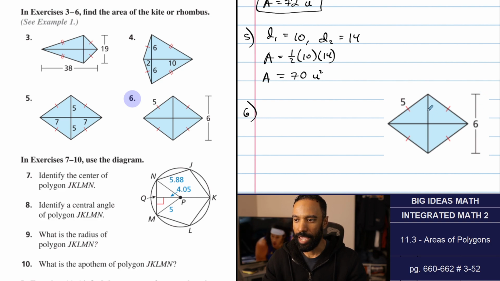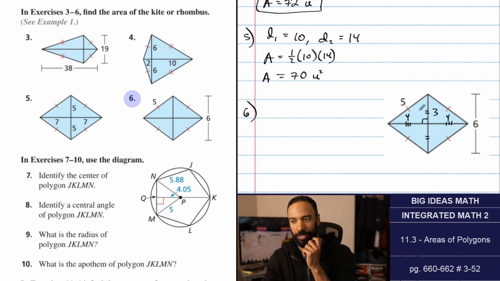This 6, diagonals bisect in a rhombus, so that means these two are congruent to each other, which means each of these are 3, and these are congruent as well to each other as this is perpendicular. If you use Pythagorean theorem or know your Pythagorean triples, you'll actually find out these are 4. So, 3 squared plus 4 squared is 5 squared, so I'll live off that.